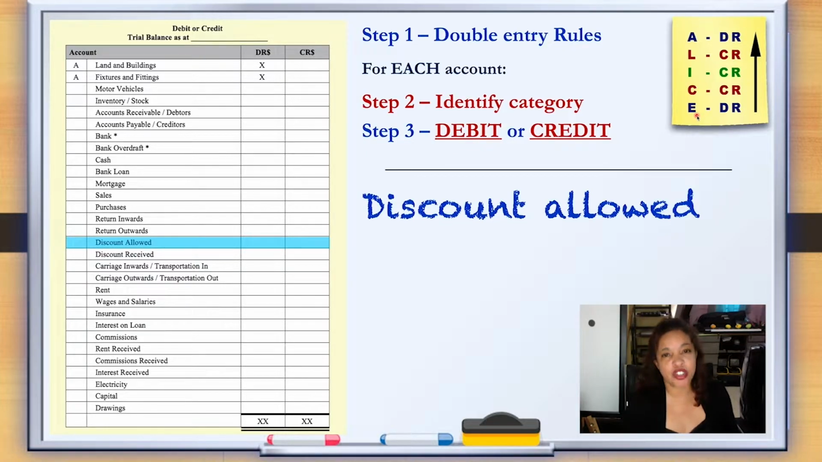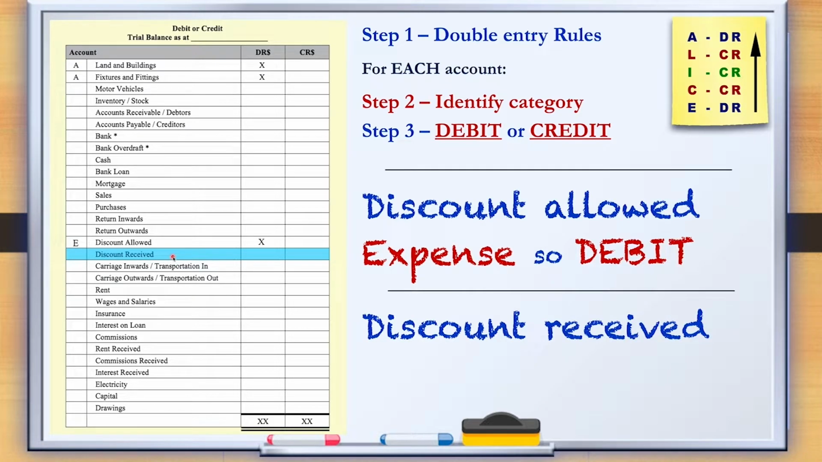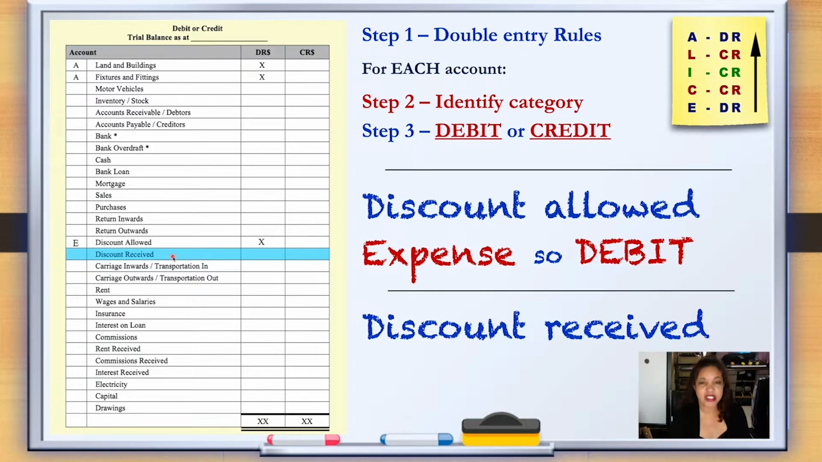So that is like written off like an expense to the business, right? So discount allowed, which you would have done in the cash book, discount allowed is an expense. And as an expense, you just simply go and put it under the debit column. And then of course, discount received is the opposite, but just think about it.